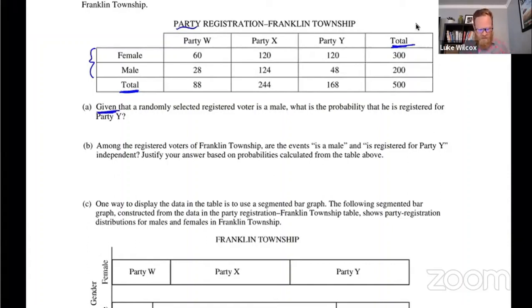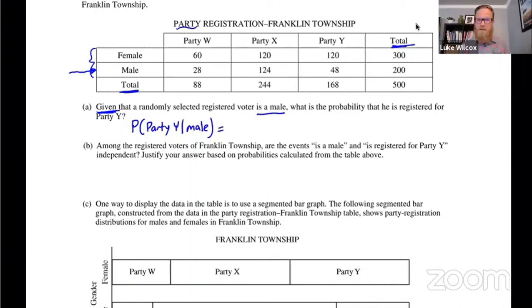And the given condition here is that the registered voter is a male. Now, what that means is that this is really the only row that we need to look at, the row for males. So given that we are in that row, we want to know what's the probability that he is registered for party Y. In probability notation, what we're looking for is the probability that the person selected is in party Y, given that they are a male.